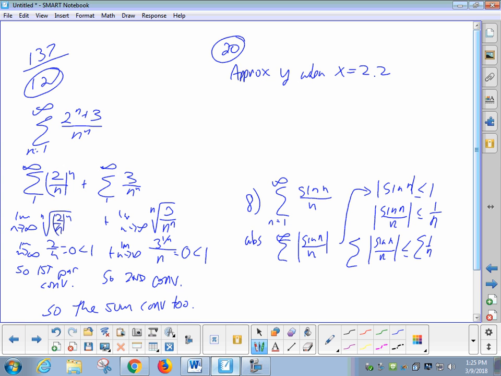Now, this is why they say it's inconclusive. What does the harmonic sum do? It diverges, and so we're getting less than diverging, which is inconclusive. Okay?